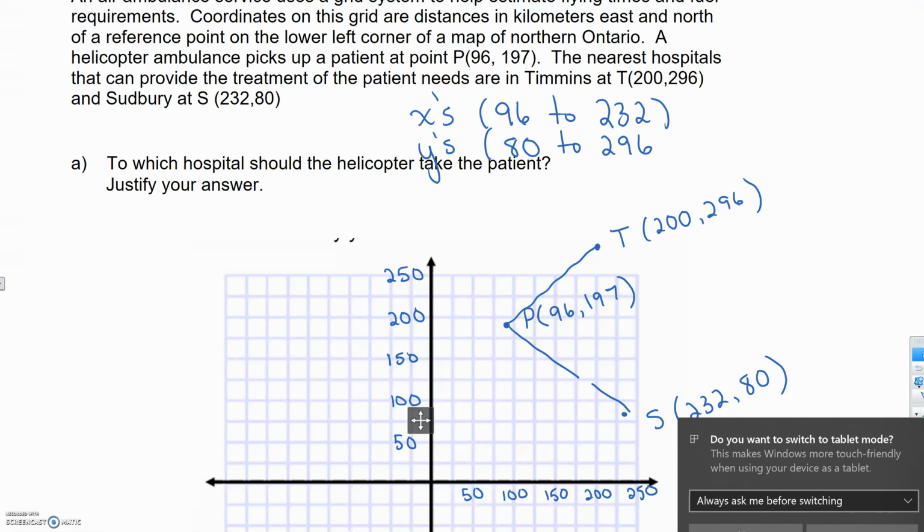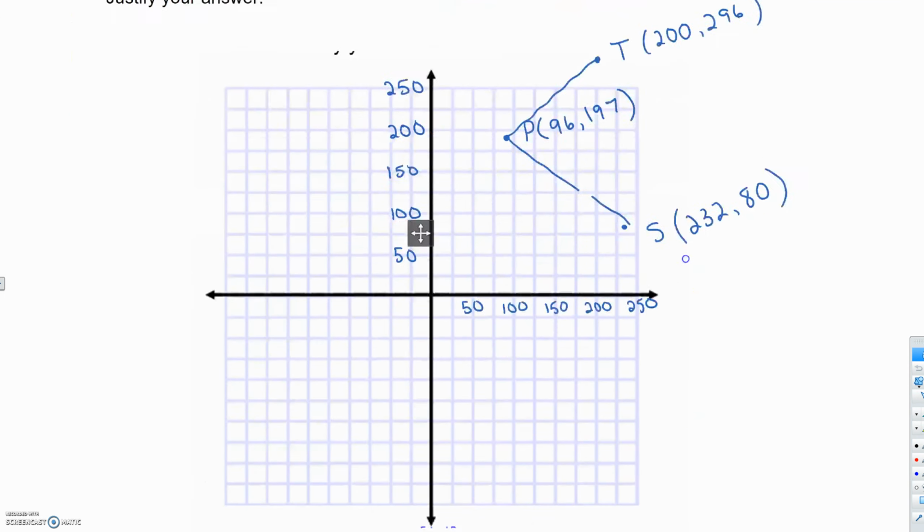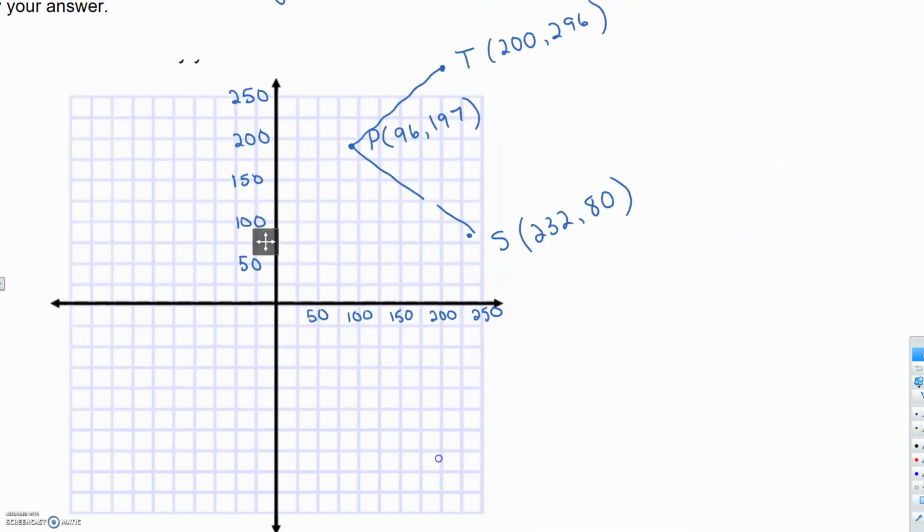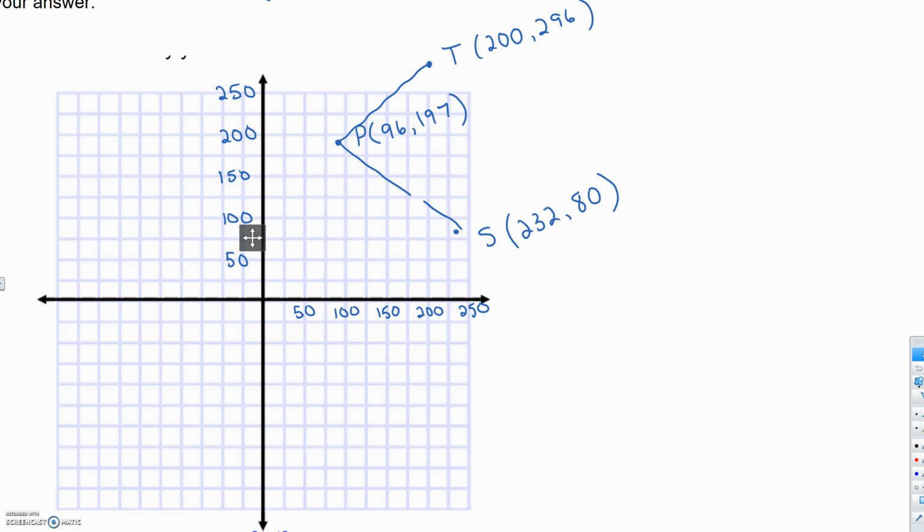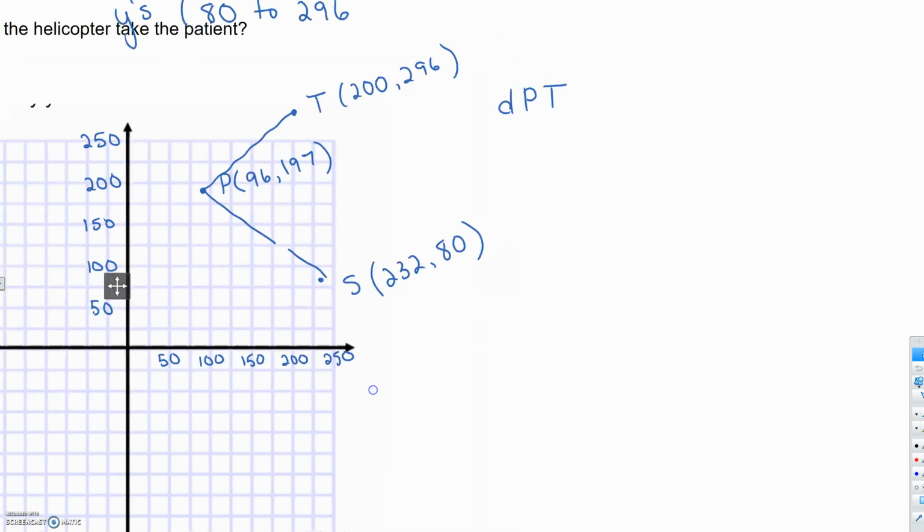Again, if you know how to use the formula, it's not too bad. Just know that distance is the concept that you need to apply here. So we need to do the distance from P to T. Okay. And we need to do the distance from the patient to Sudbury. So we're just going to copy down the formula once again.